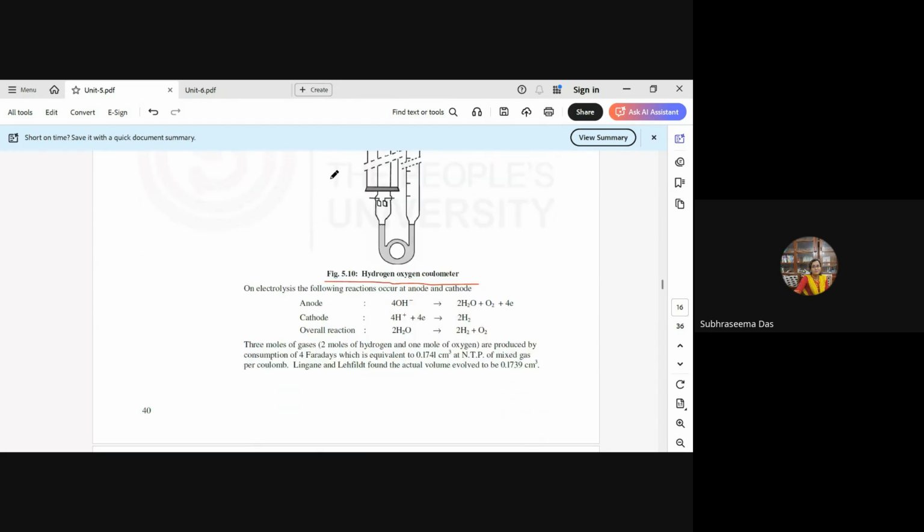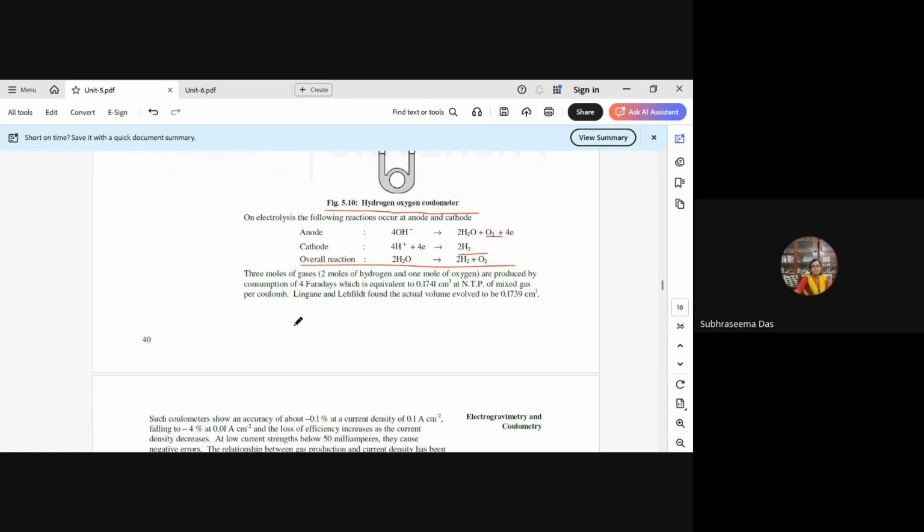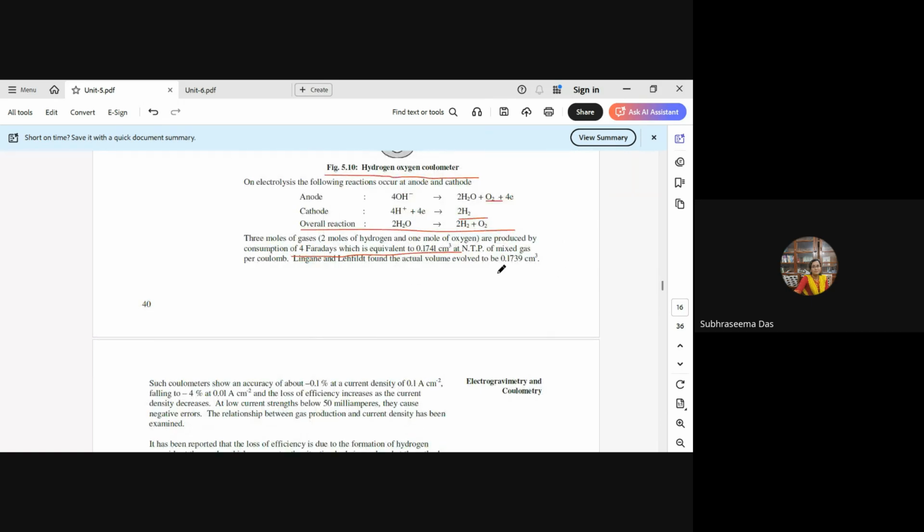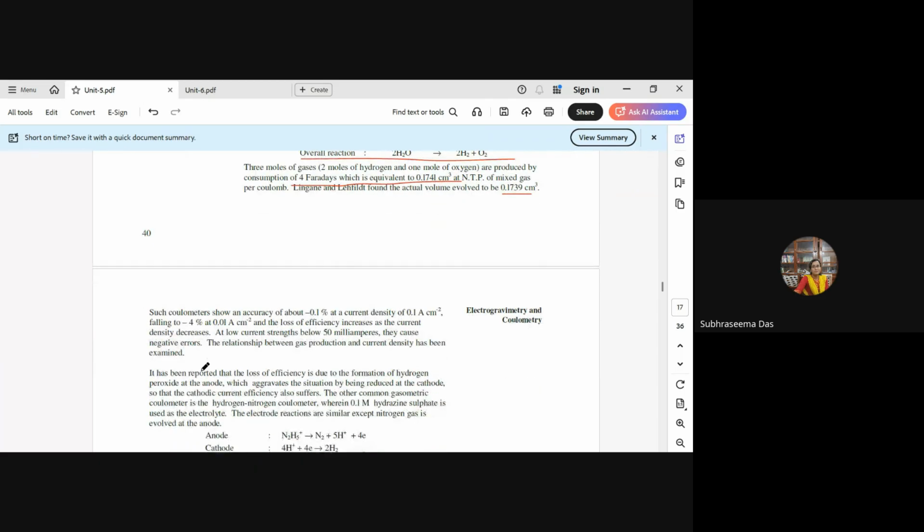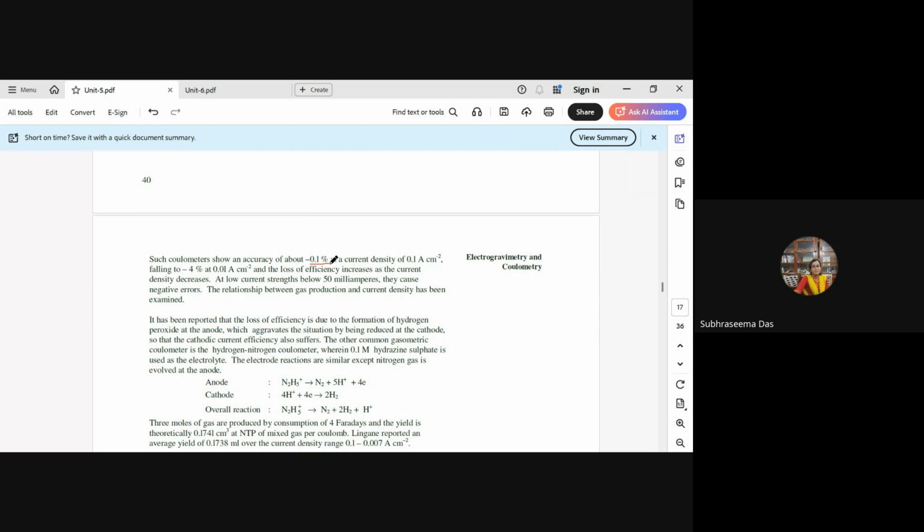The electrolytic reaction at the anode is the evolution of oxygen, and at the cathode hydrogen is evolved. The overall cell reaction can be given as 2H2O giving 2H2 plus O2. So 3 moles of gases, that is 2 moles of hydrogen and 1 mole of oxygen, are produced by consumption of 4 Faradays, which is equivalent to 0.17 cubic centimeter at NTP of mixed gas per coulomb. Now Lingane and Lefield found the actual volume to be 0.1739. Such coulometers show an accuracy of about ±0.1%, so they are highly sensitive in nature.